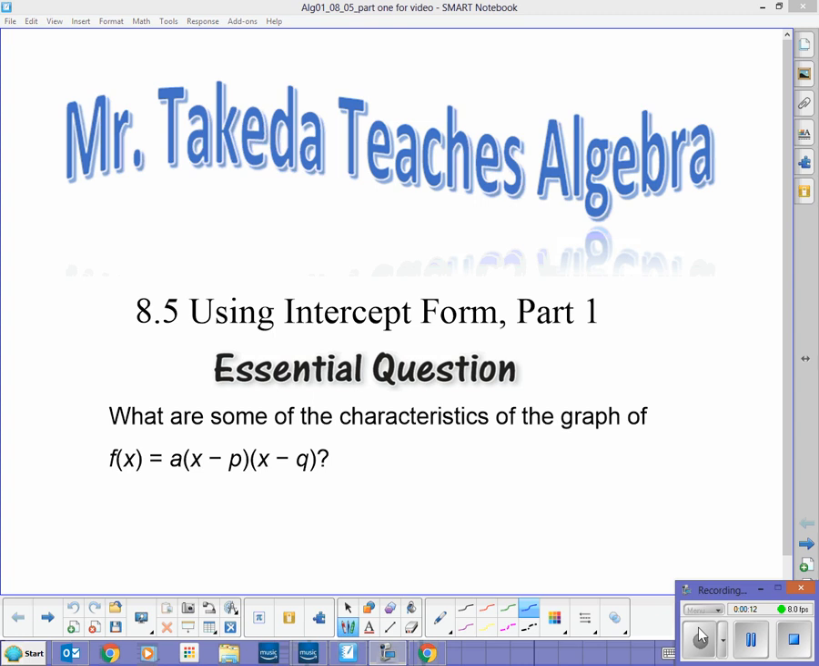This is lesson 8.5, Using the Intercept Form, part 1. When they wrote this part of the book, they put a lot into this one lesson, so I have to split it up. Otherwise, we'll be here forever.